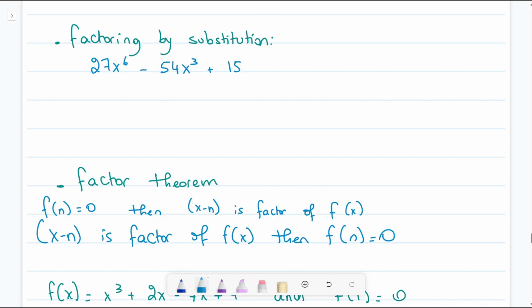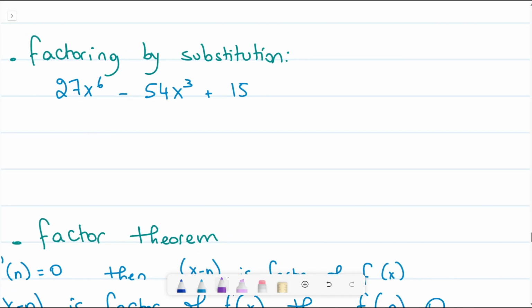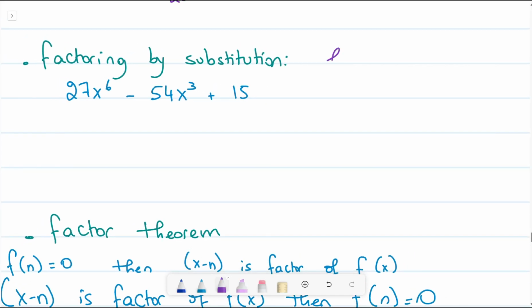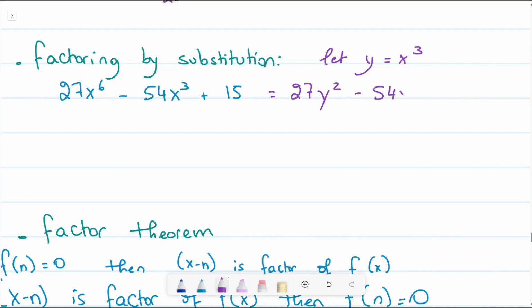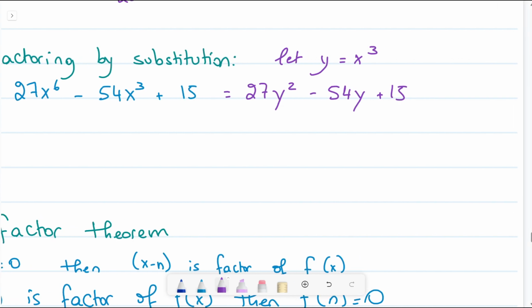Now we will look at factoring by substitution. If I have this polynomial, I will set y equal to x cubed, and then I will rewrite the polynomial using y. So x to the power 6 is y squared, minus 54y plus 15, and this looks much easier to simplify now.